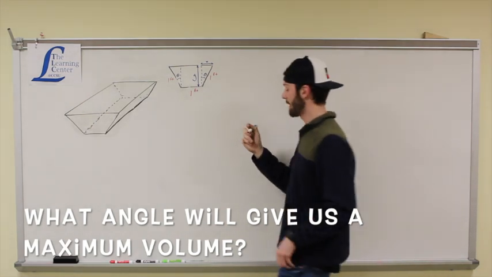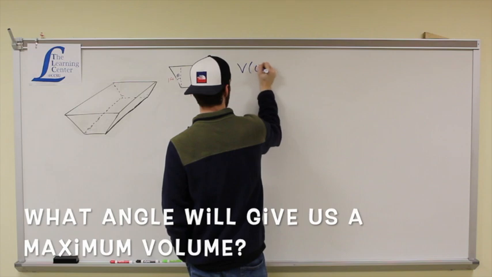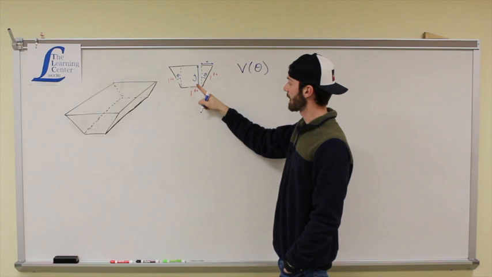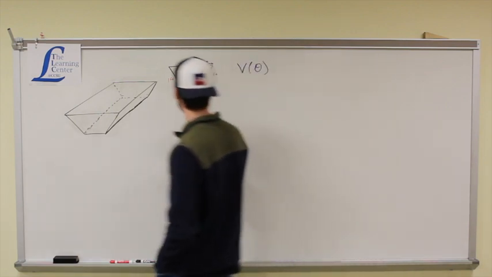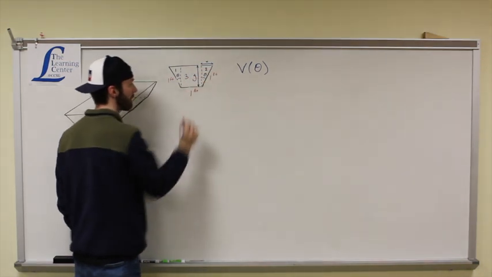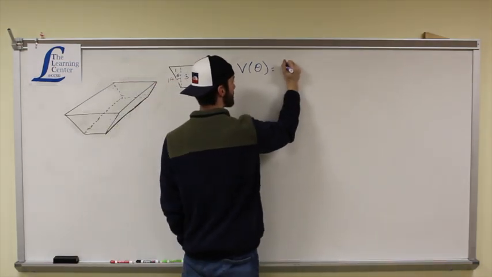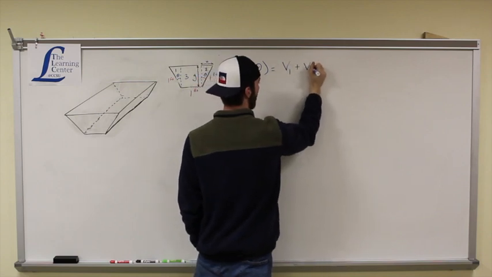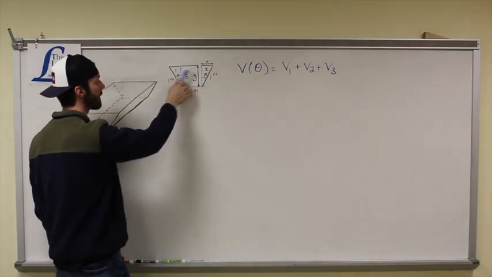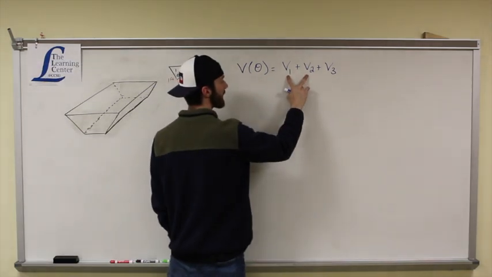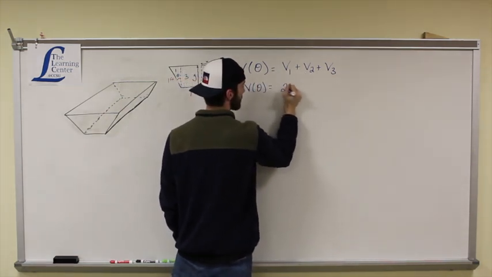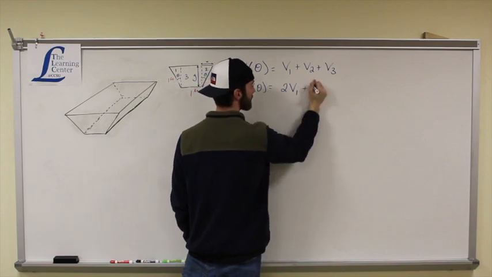So the first thing we have to do is write a function of volume in terms of theta. We're going to look at this shape and ask, which pieces do we have? We have 3 pieces: piece 1, piece 2, piece 3. So the volume of our shape is the volume of 1 plus the volume of 2 plus the volume of 3. From geometry, we can see that 1 and 2 are the same, so we have just 2 of them. So volume as a function of theta is equal to 2 V1 plus V3.